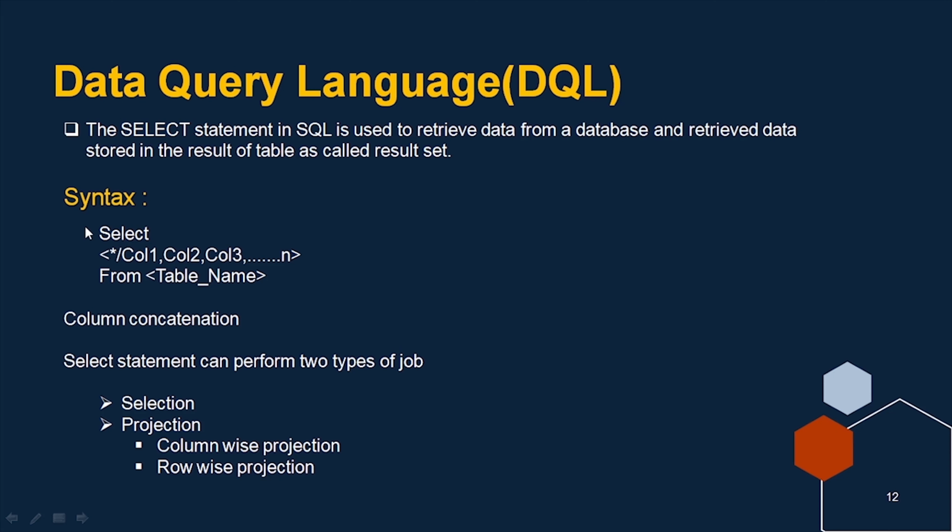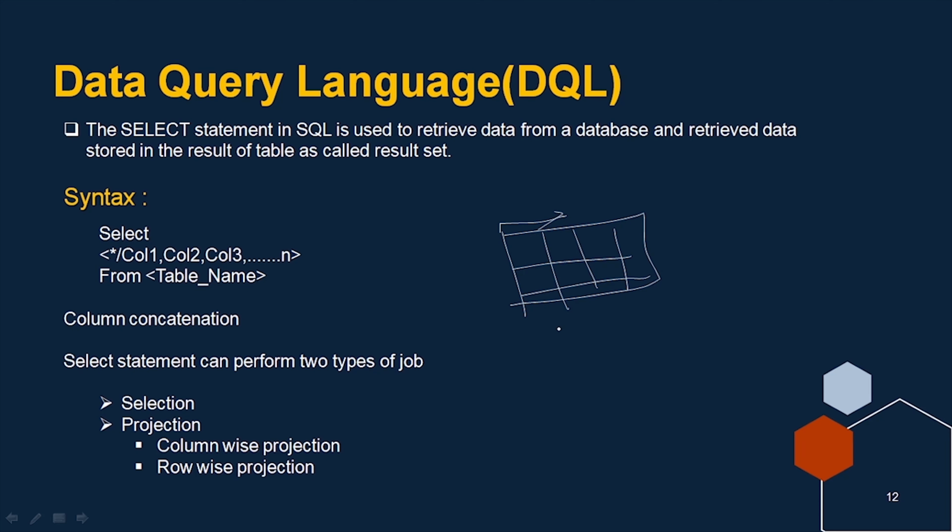Now we will understand the syntax of a DQL statement. Select, then star or column names, that is column 1, column 2, column 3, and any number of columns, from the table name. Now I will describe the table structure like this. It has some columns as well as some rows. If you retrieve all the columns' data, then we will use star. Otherwise we will use the column names.